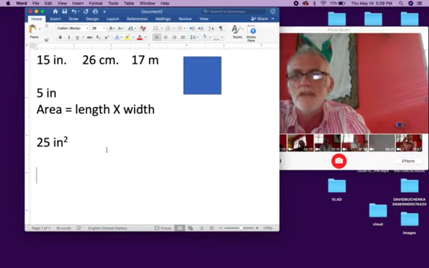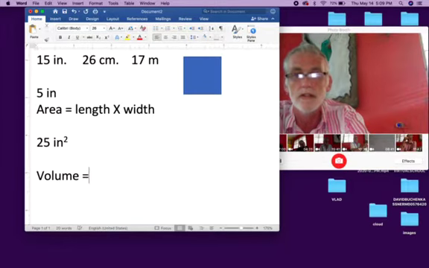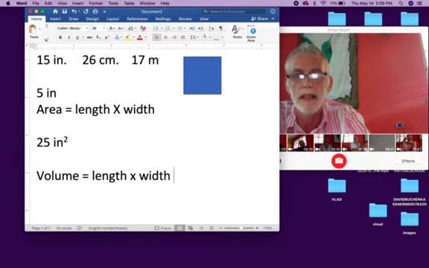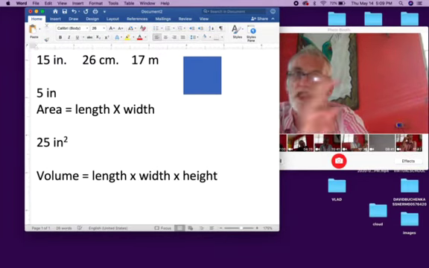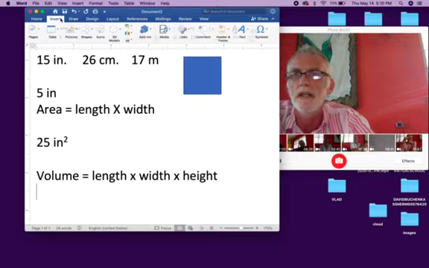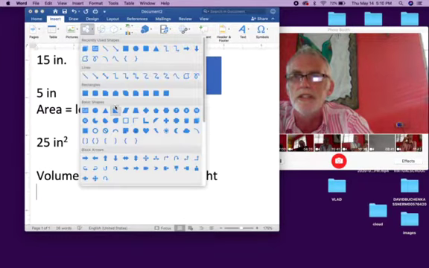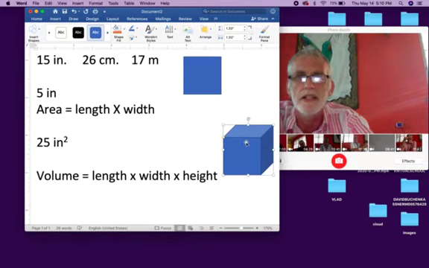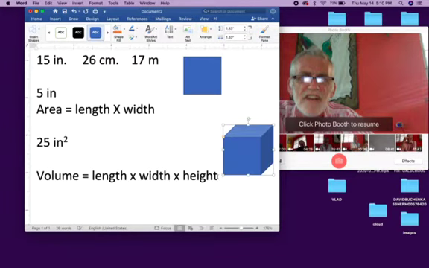When you measure volume, what does volume equal? Volume equals length times width times height. So you're multiplying 3 things. And so let's say that this square here was actually a cube. You can insert a cube here so you can see the cube. Where's my cube? There's a cube. That cube is 5 by 5 by 5. So we're going to multiply 3 things.